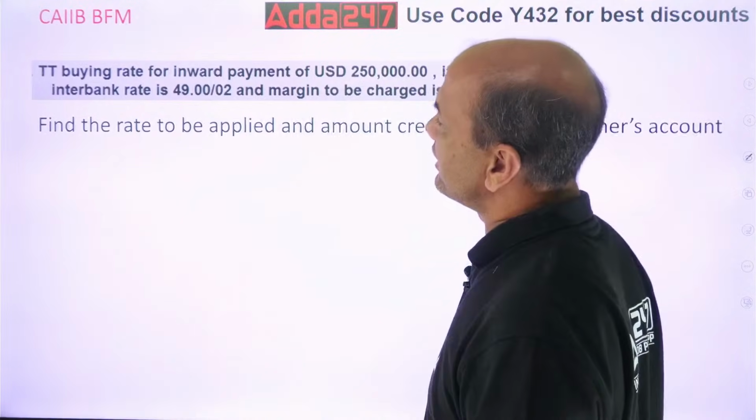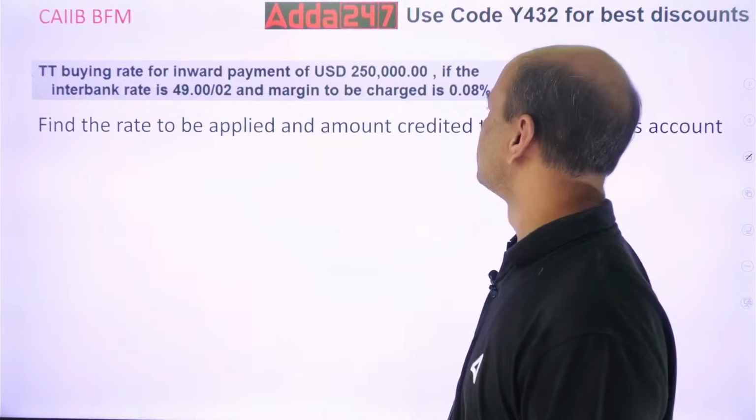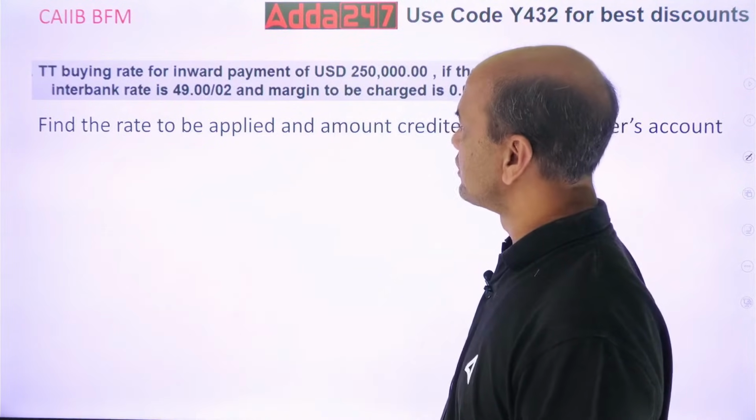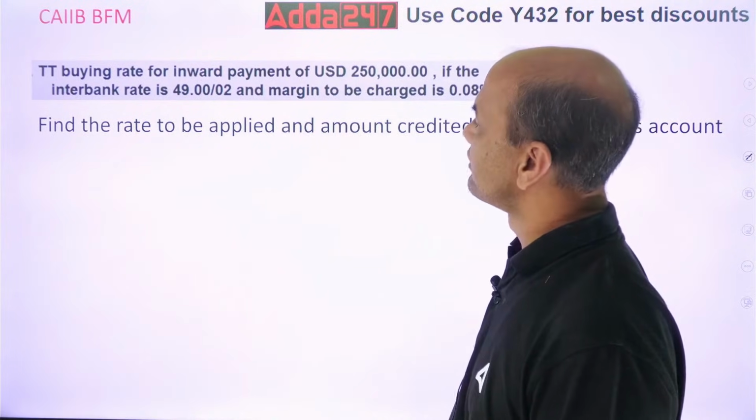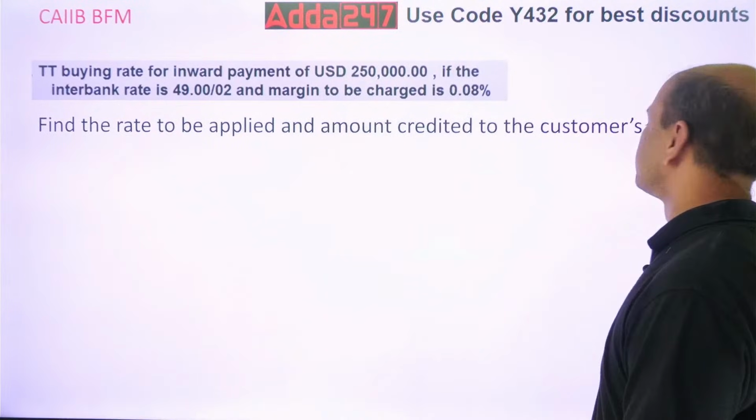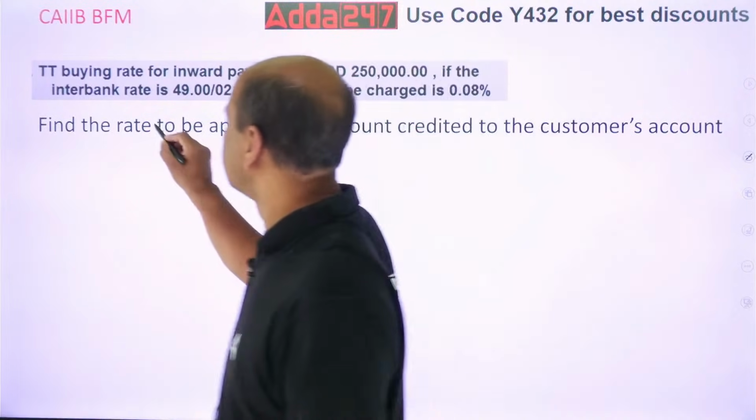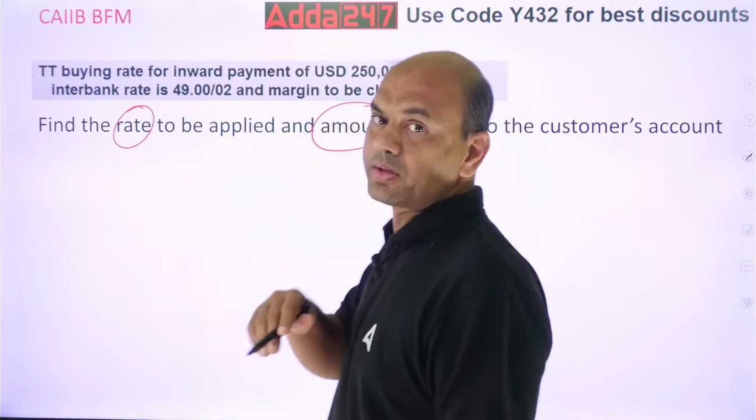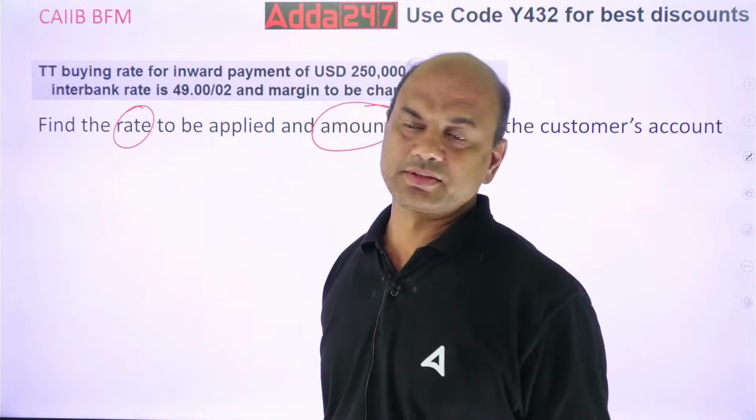TT buying rate for inward payment of USD 2,50,000. If the interbank rate is 49.0002 and margin to be charged is 0.08%, find the rate to be applied and amount credited to the customer's account. Now, two things are asked over here, rate and amount. Both are asked. In the earlier problem, only rate was asked.